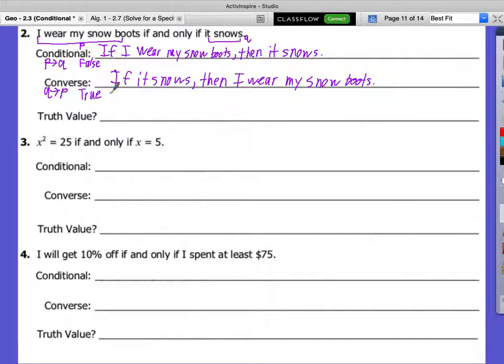So what's our truth value if the conditional is false and the converse is false? Is our biconditional true or false? It's false. Why is it false? Because there's only one true. It's false because our conditional is false. They both have to be true. Or we could say only the converse is true.